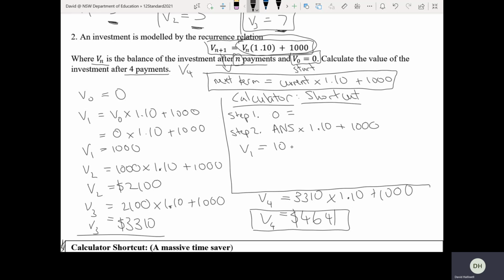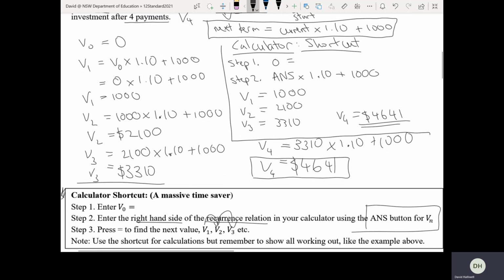The first time you press equals, you'll get 1,000. The second time you press equals, you'll get the next number, 2,100. The next time you press equals, you'll get 3,310. And the next time you press equals, you'll get the final value, 4641. So you can see that by just pressing equals, you get to the next value very, very quickly. So you can see that this shortcut will be very, very useful if you wanted to, say, work out V sub 10 or V sub 20, okay?